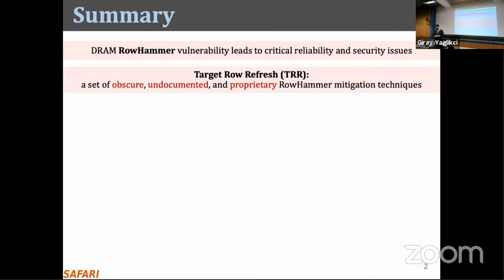So in pretty much all DRAM chips in the market today, I believe, they implement an in-DRAM mechanism that is typically referred to as target row refresh, or TRR for short. The problem with TRR is that it is obscure, undocumented, and proprietary, which makes it difficult to study, and therefore we cannot guarantee the security guarantees of these in-DRAM RowHammer mitigation mechanisms.